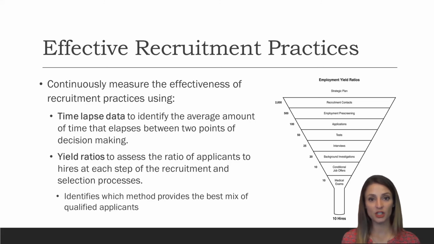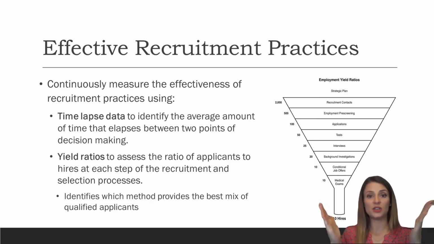At the very top of this image, you can see that this particular organization had 2,000 recruitment contacts. 500 of them were pre-screened, 100 of them were invited to apply, 50 of them were tested, 25 interviews were conducted, 20 background checks, 10 offers were made, and 10 medical exams were conducted. We start with 2,000 potential applicants and end with 10 individuals who we think have what it takes to succeed in a job.